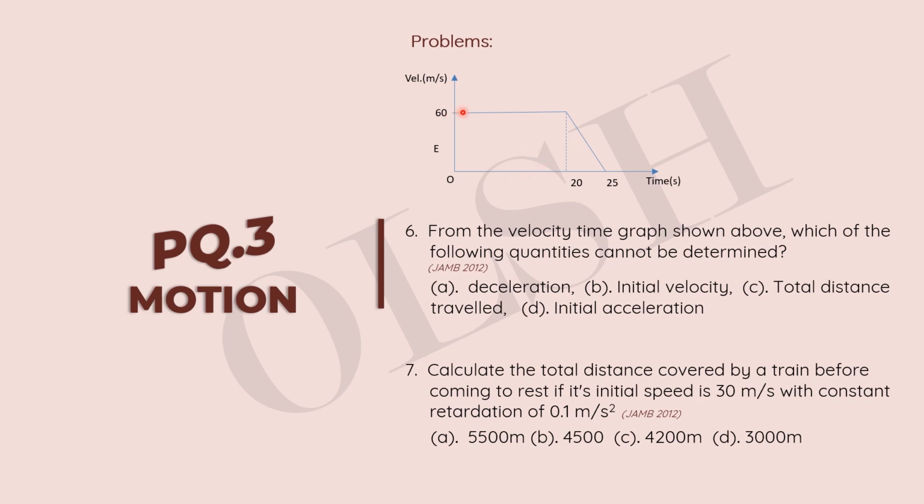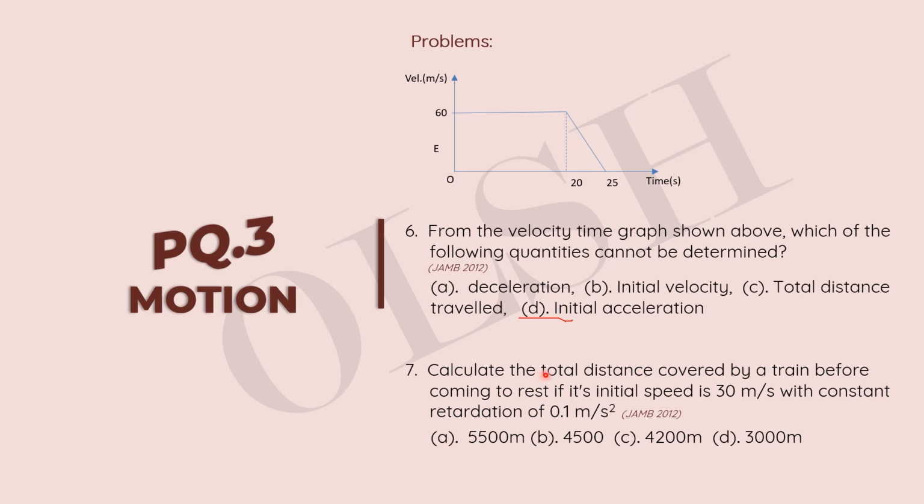The only thing we cannot get is initial acceleration. Okay, because here there's no acceleration even at the initial point. It's just constant velocity over a period of time. So initial acceleration is what we cannot deduce from the graph. So that is our answer.